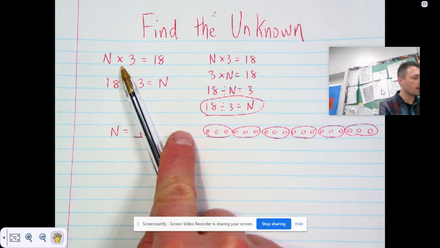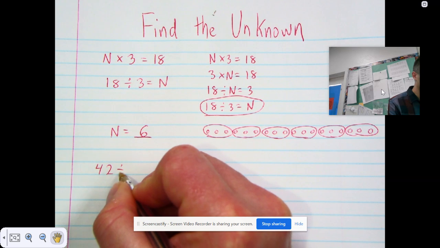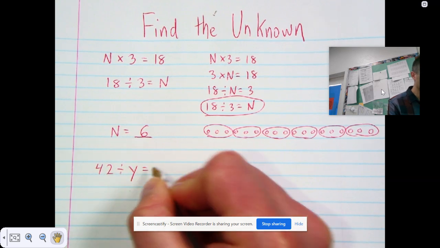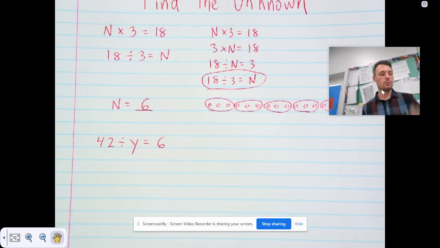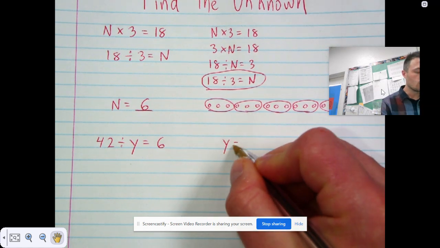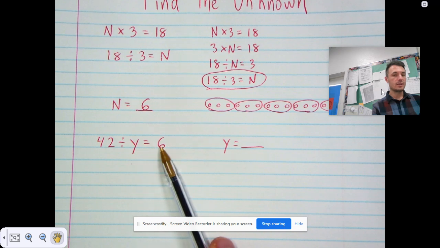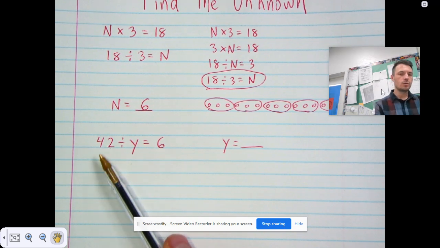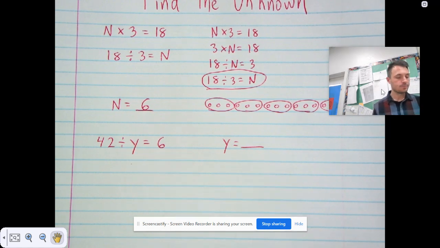We've tried one with multiplication. Now let's try one with division. Let's do 42 divided by y equals 6. And you can pick any letter you want for the unknown. I picked y here. Here I picked n. It's just a letter that represents an unknown value. So here we're solving for y. We're trying to figure out what equals 6 when you divide it into 42. 42 divided by what? This unknown amount equals 6.